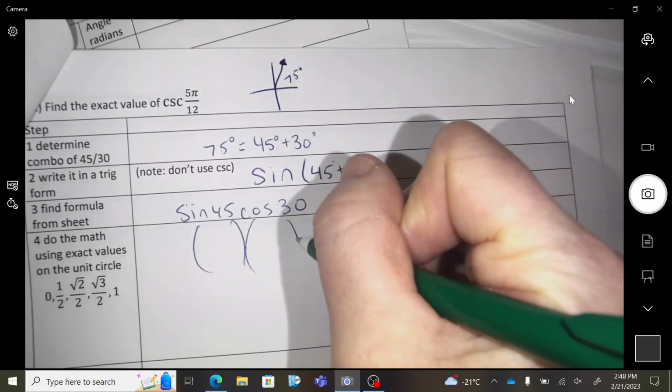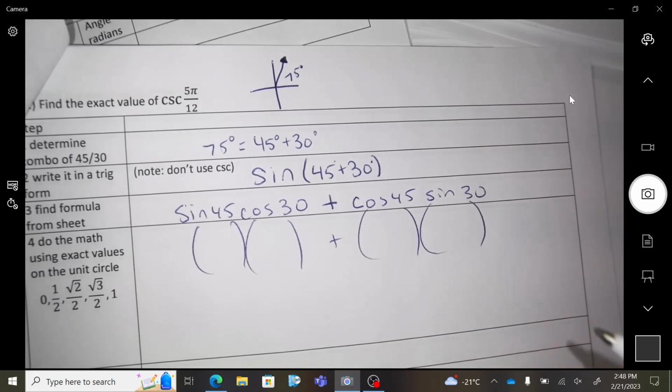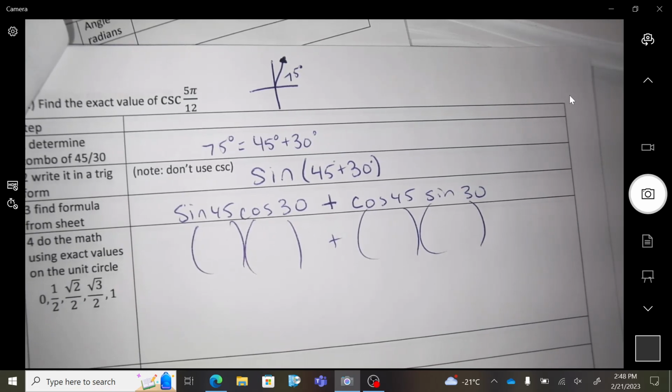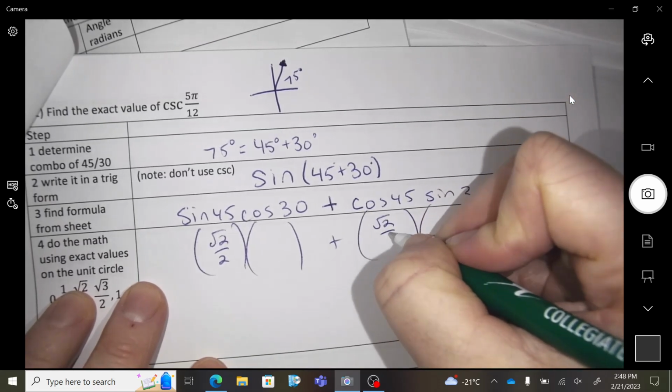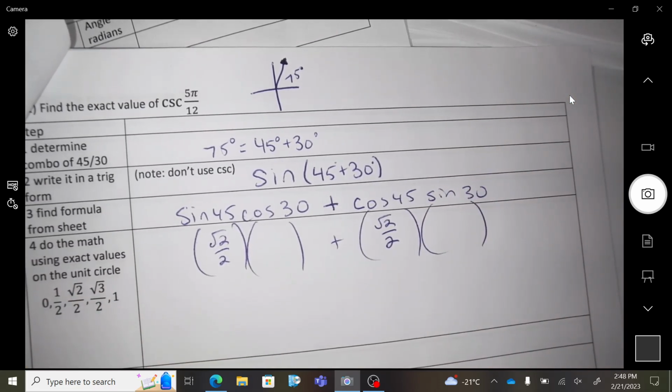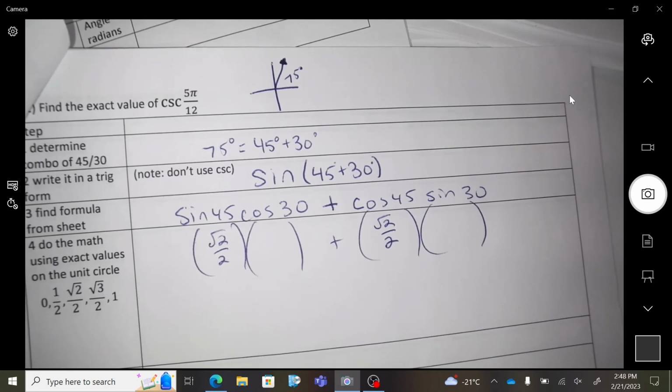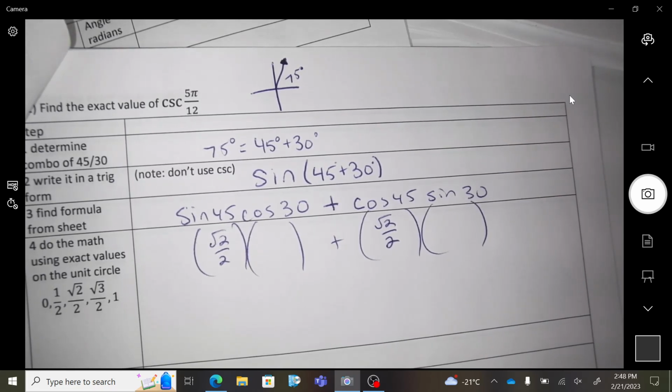Give yourself 4 brackets to fill in. You want to know how I make my life easier? I just do the 45s. Because guess what? 45 is, no matter what, root 2 over 2. X's and Y's. Everything at 45 degrees is root 2 over 2.